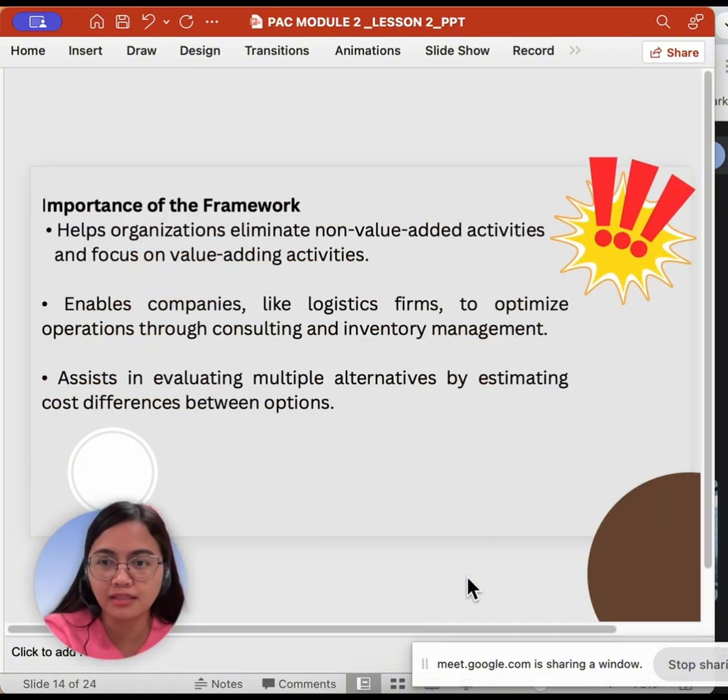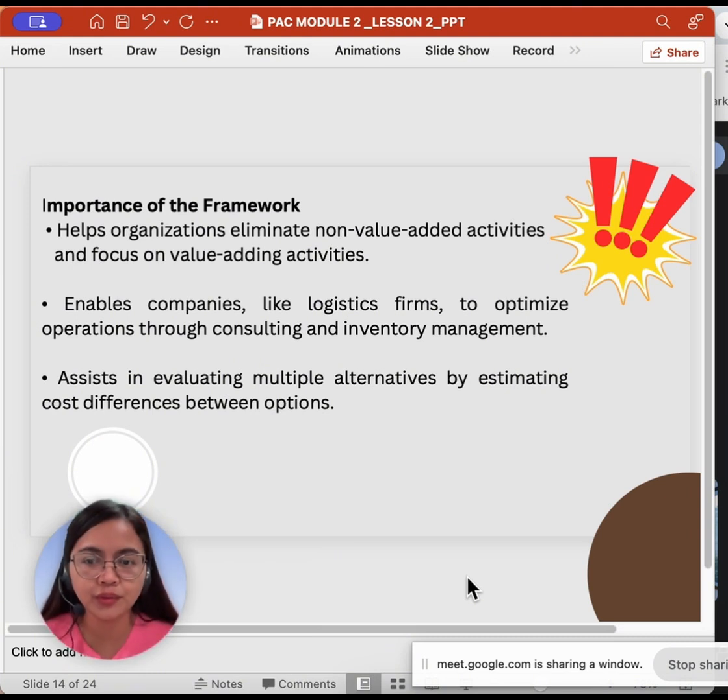Next is the importance of the framework. It helps organizations eliminate non-value added activities and focus on value added activities. It also enables companies, like a logistics firm, to optimize operations through consulting and inventory management.